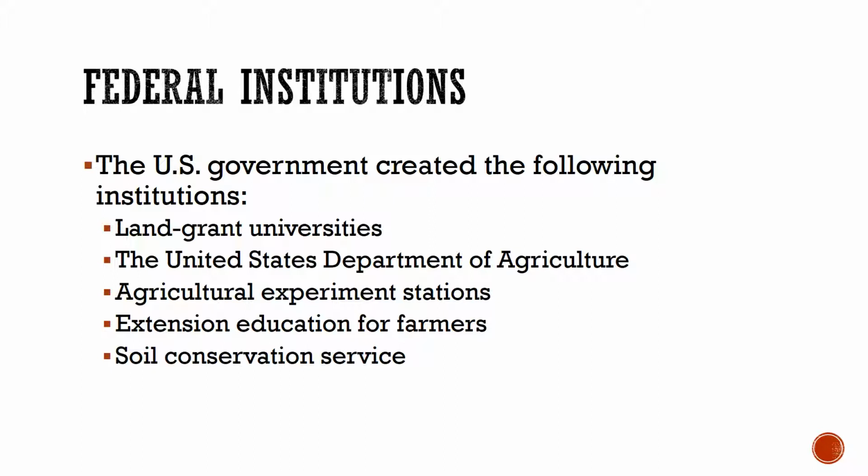Okay, so federal institutions. The U.S. government was created for really important aspects of America, and that included land grant institutions or universities. NEO is a land grant institution. We have A&M at the end of our name, which is pretty cool. Oklahoma State, any state school that offers agriculture is a land grant university. Federal institutions also include the USDA, ag experiment stations, which are really important, soil conservation services, which we talked about, and extension educators for farmers.